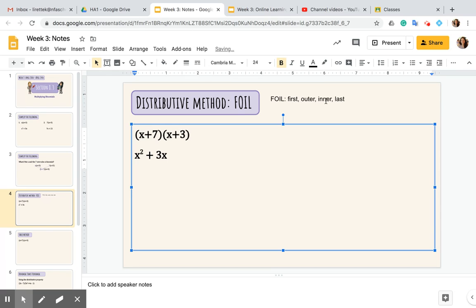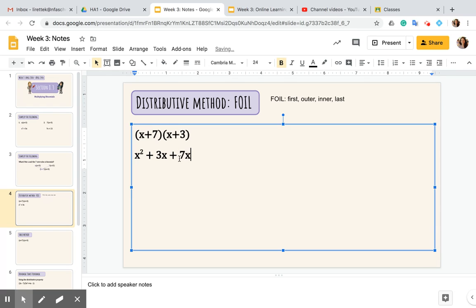Then the next word says inner. This tells me to multiply the 2 innermost terms. In other words, the 2 middle terms. So again, if I look at this as if it has a beginning, a middle, and an end, I'm looking at the 2 innermost terms, the ones that are pretty much almost touching each other. I multiply those 2. 7 times x gives me 7x.